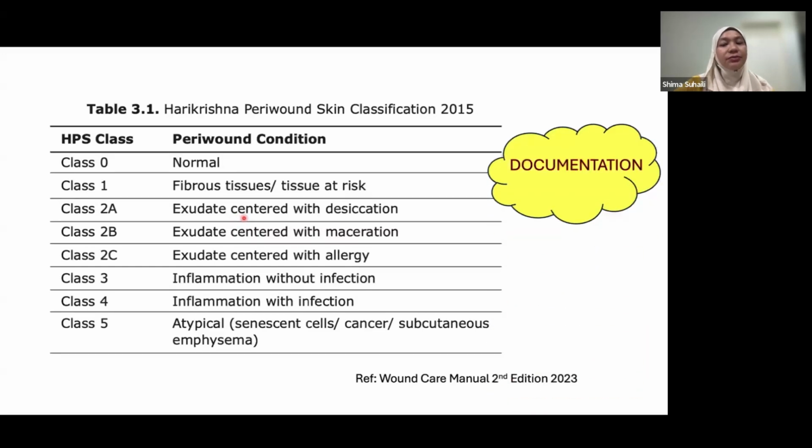And don't forget about the documentation. Documentation, again, I would like to emphasize it. It's not only to see the progress of the wound, but at the same time, it's for medical legal purposes. We have to remember that not all wound berakhir dengan satu kesembuhan. Some of the wound sometimes ada very bad outcome. Contohnya mortality and also amputation. And wound adalah antara perkara yang paling highly associated with medical legal. So please prepare ourselves juga.